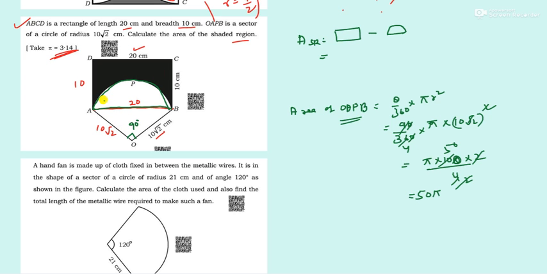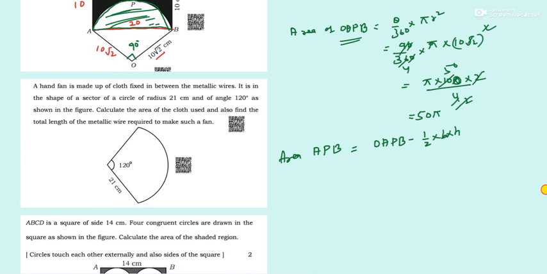Okay, but we need only area of APB, this arc. How to do that? Now if you subtract this triangle from this total sector, we will get APB, correct? Area of APB is equal to area of OAPB minus triangle. So triangle is half into base into height. Since it is a right angle, because here it is 90, this we got 50 pi minus half. Base is again 10 root 2, and even this is 10 root 2.